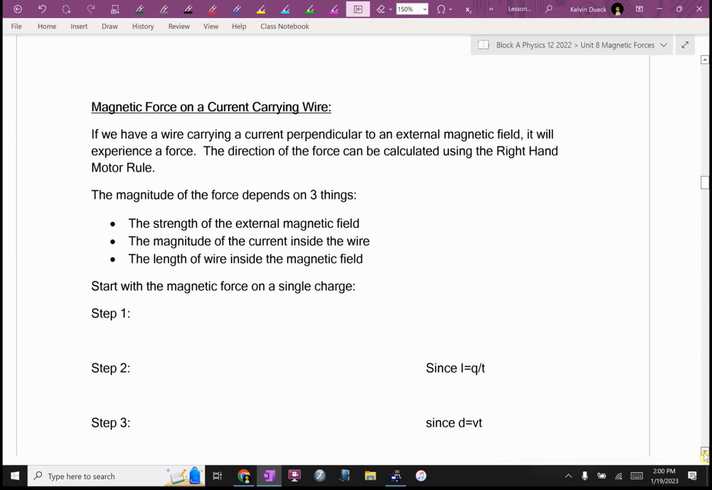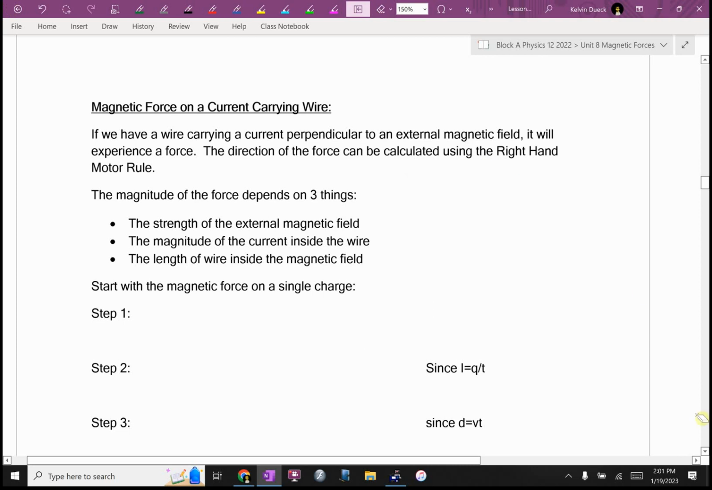What about the force on a wire? Well, I'm going to argue that a wire is a bunch of single charges holding hands. So I think I can derive the force on a wire starting from the force on a single charge. If we have a wire carrying current perpendicular to an external magnetic field, it will also experience a force because it's got moving charges. The direction of the force can be calculated using the right-hand motor rule. We practiced that, so you can get the direction.